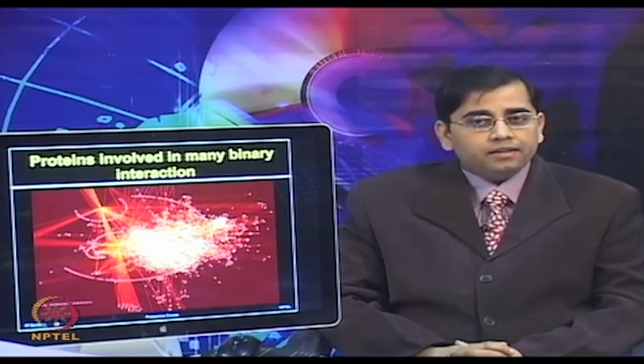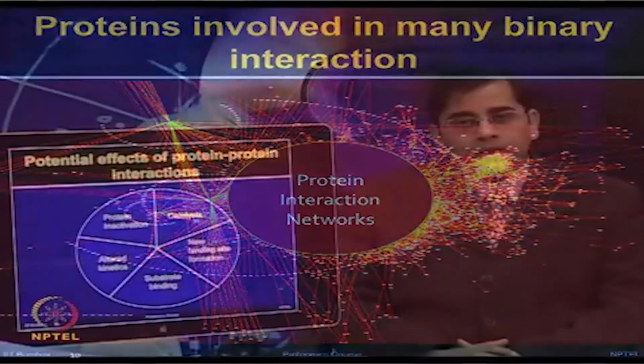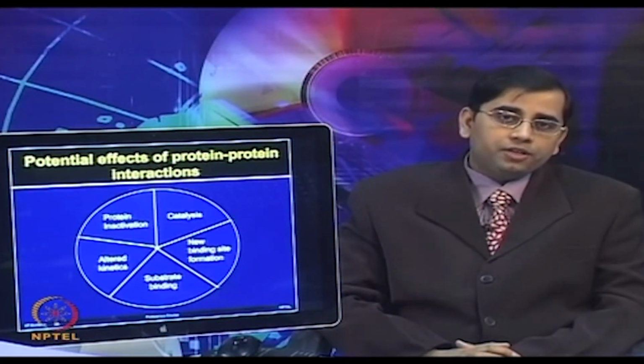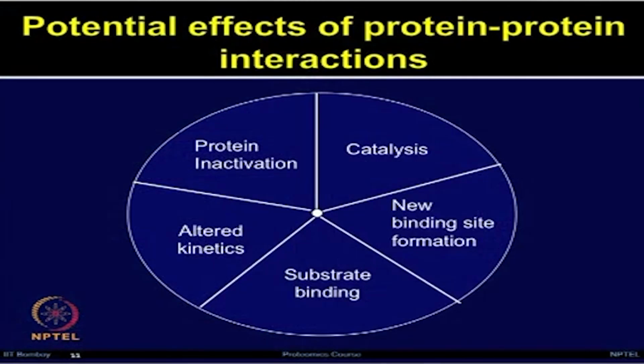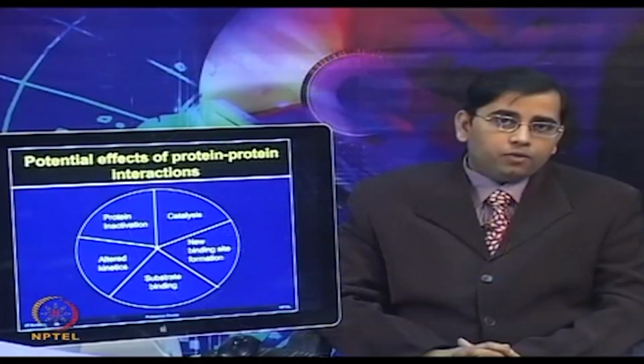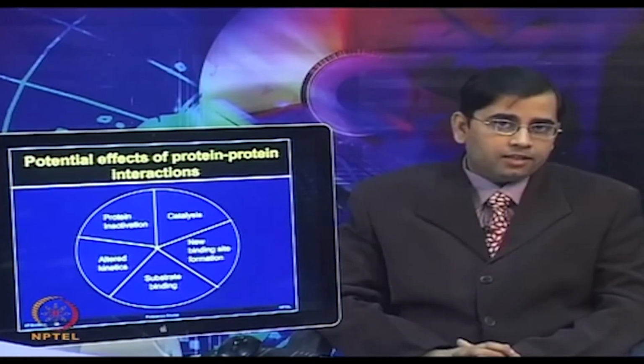An understanding of the underlying biochemistry of proteins and biomolecular interactions is a critical element for the development of novel therapeutics and diagnostics. Protein-protein interactions have various potential effects. A few effects are described in the slide, such as catalysis, protein inactivation, altered kinetics, alteration of substrate specificity for substrate binding, and new binding site information. These are just a few examples of potential effects of protein-protein interactions, but they actually cause a multitude of effects, which ultimately lead to either positive effects or dysregulation, which may result in various diseases.